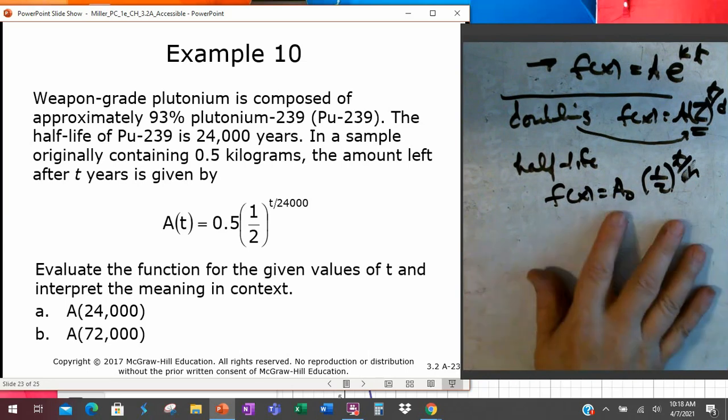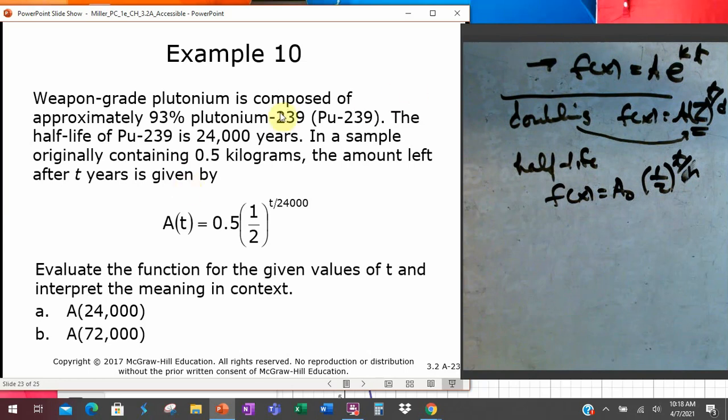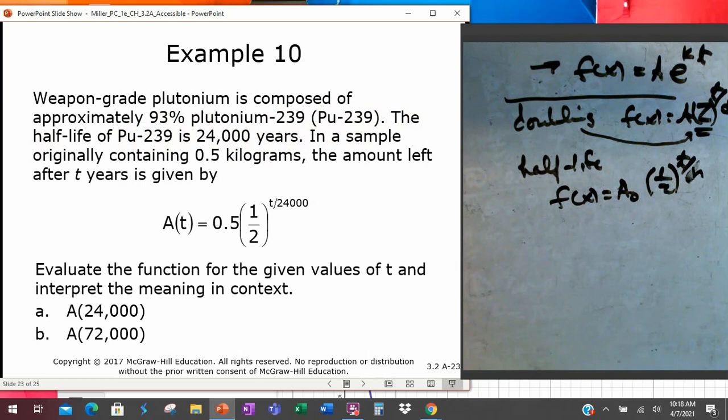So let's look at this in terms of this problem. Weapon-grade plutonium is composed of approximately 93% plutonium Pu-239. The half-life of Pu-239 is 24,000 years. Half-life means that every 24,000 years, whatever you started with, half of it has decayed. It throws off all of the radioactive particles and just decays out. The mass actually is reduced to energy.